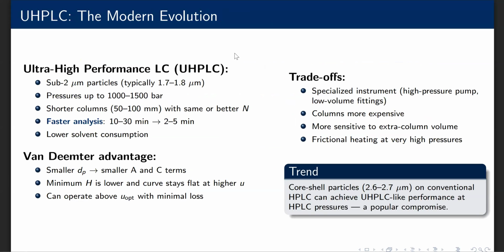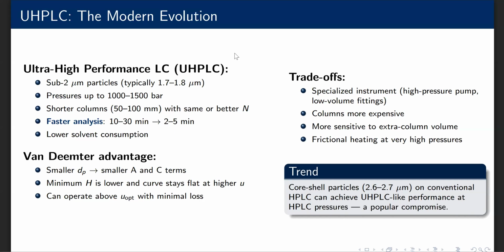UHPLC, the modern evolution. UHPLC represents the modern evolution of the technique. Sub-2 micrometer particles give dramatically better efficiency per unit length. Recall the Van Deemter discussion. Smaller particles reduce both the A term and the C term, lowering the minimum plate height and keeping the curve flat at higher velocities. A 50 millimeter UHPLC column can match the plate count of a 250 millimeter conventional column, but runs 5 to 10 times faster.